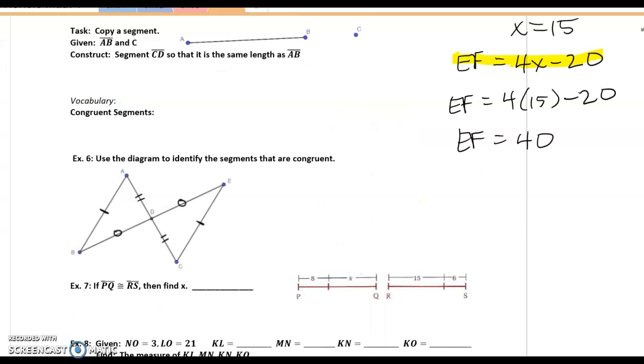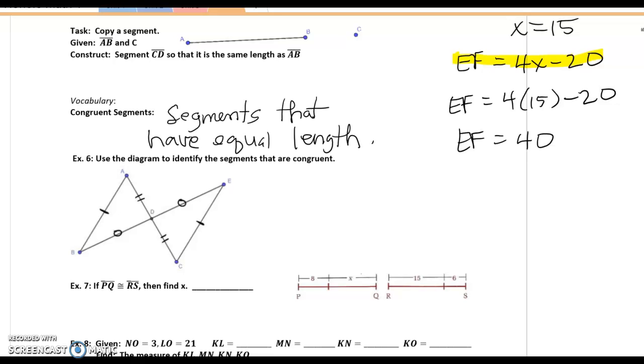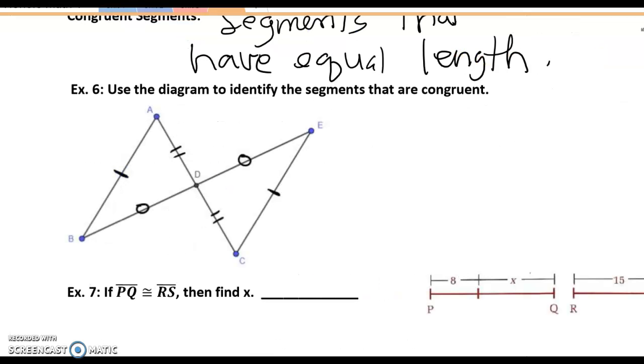All right, so we're moving on to some more vocabulary. And here we're going to talk about congruent segments. All right, so congruent segments are segments that have equal length. And the way on a diagram that you're going to know which segments are congruent is that you will see various what are called tick marks. Okay, so if you take a look at example number 6, you'll see that we have two triangles with various markings on them. So these marks tell you which segments are congruent.